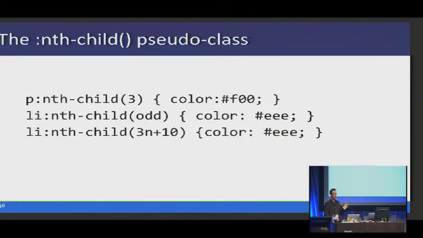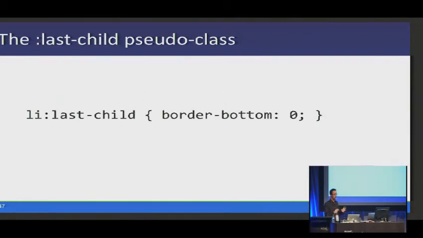It's great. And related to the nth-child is the last-child. Now, I use this quite a lot when styling list items, and you put a bottom line on all of the list items, but the last list item you don't want a line underneath, this is how you would get rid of it.